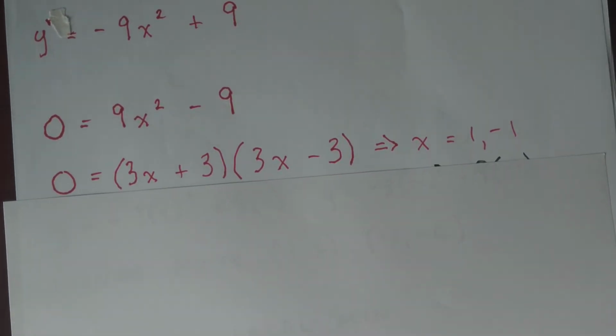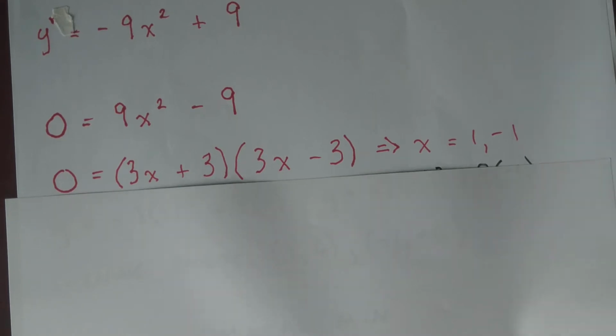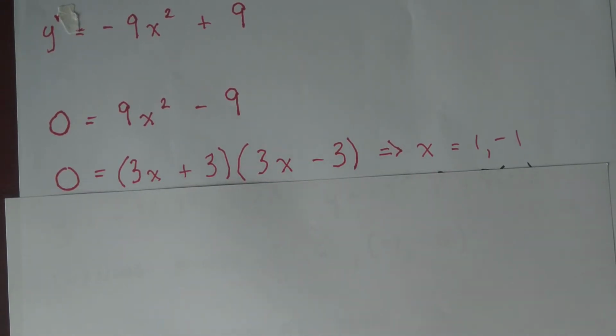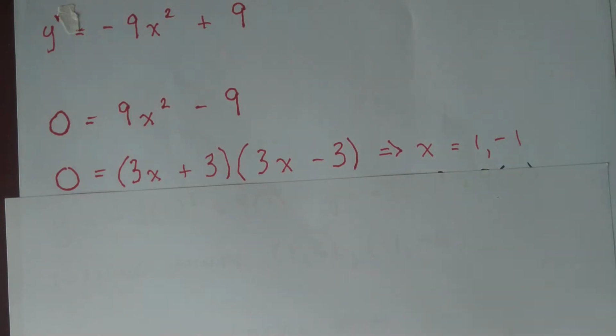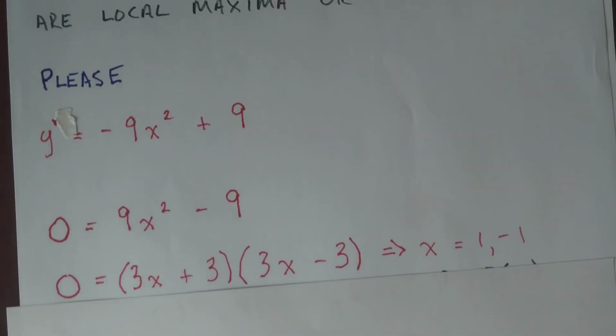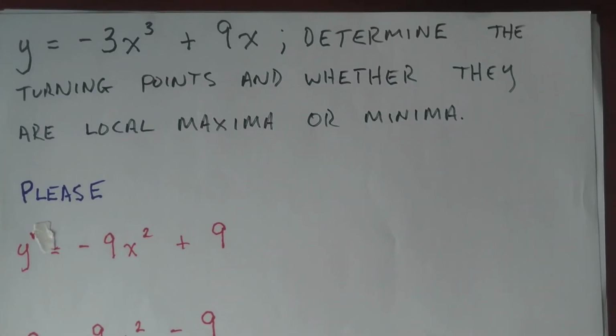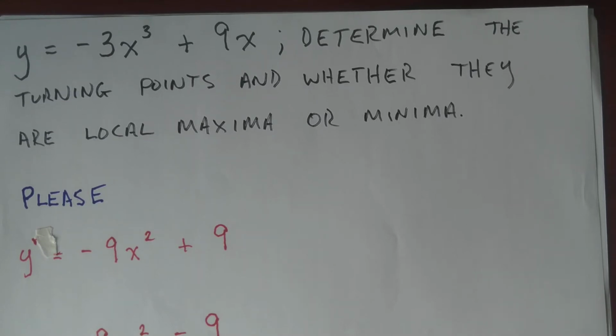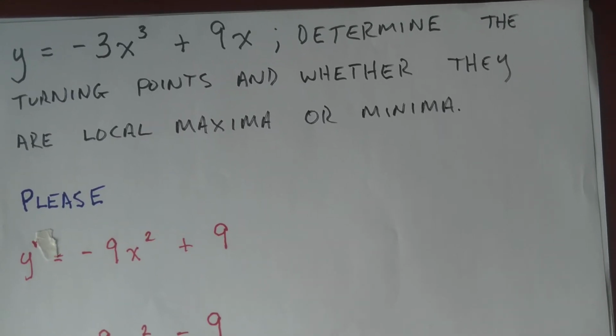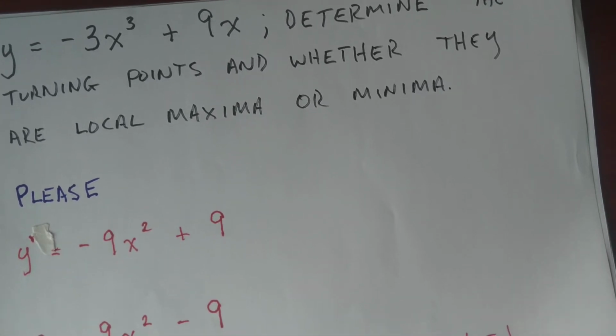And here we have our difference of squares, which is 3x plus 3, 3x minus 3. We solve for x and we get 1 and -1. Okay, and now we're going to solve for y. Now when we solve for y, we have to put it back into the original equation. So we're going to put each value back into here to find out where our turning points are. Remember, a point is a coordinate that's defined by 2 variables.